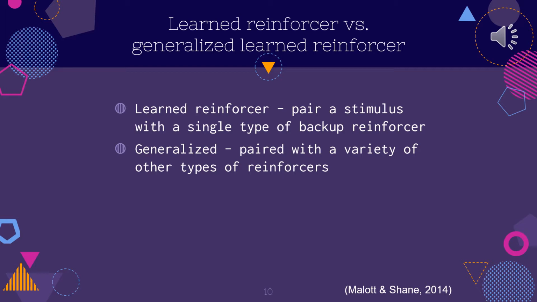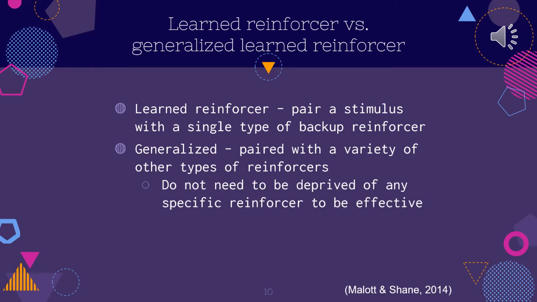With learned reinforcers, an organism can become satiated on the reinforcer that it is paired with, and it can make the learned reinforcer ineffective. For example, if the dog is satiated on food, the click will not function as a reinforcer. With generalized reinforcers, however, you do not need to be deprived of a specific reinforcer for it to be effective, and this is because it has been paired with a variety of other reinforcers.